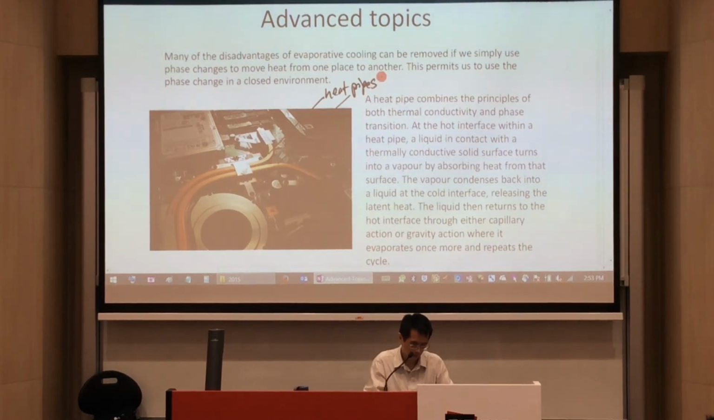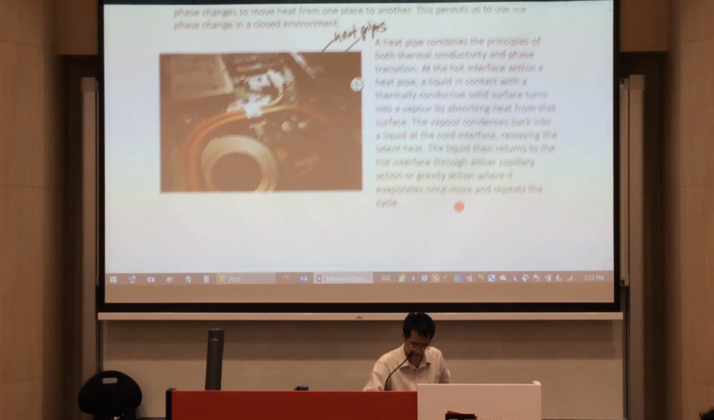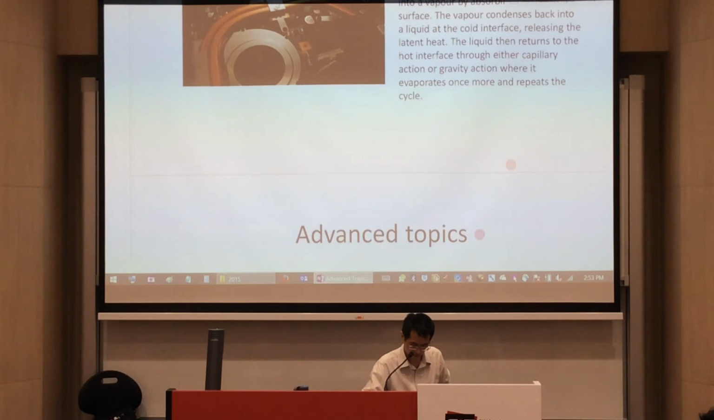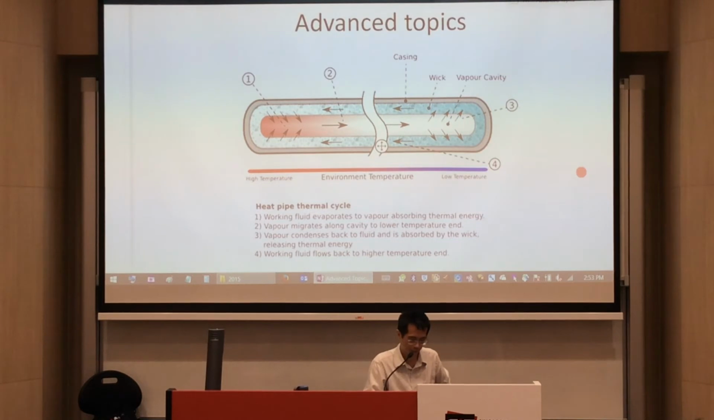Heat pipes. The topic of heat pipes is important. What is a heat pipe? How does it work? Why do we need a heat pipe? It works on the following principle. This is one typical section. It's going to be long, so it has been truncated in the following way. The heat pipe works in the following way.